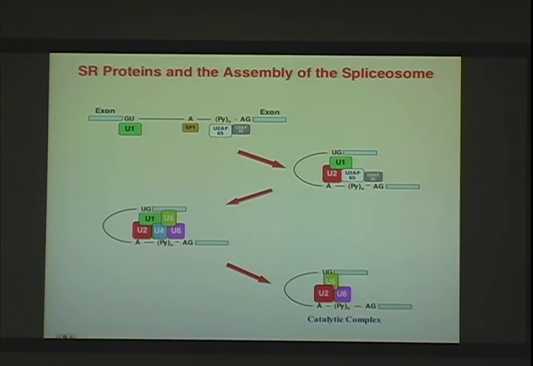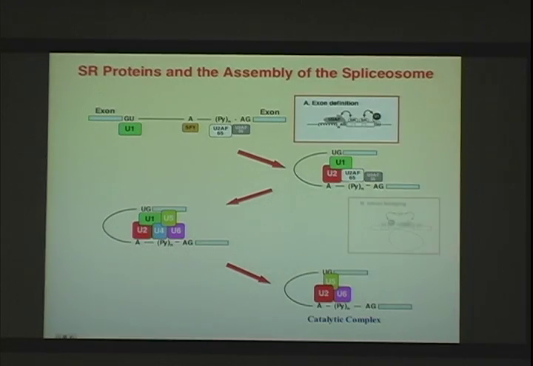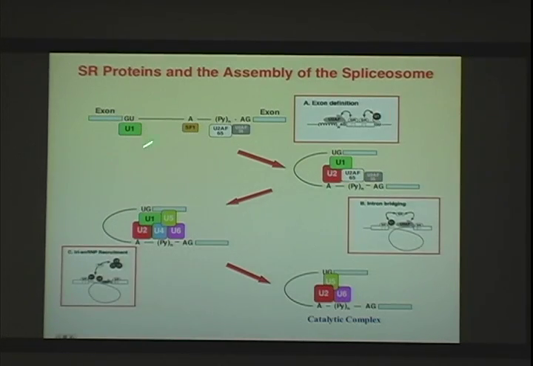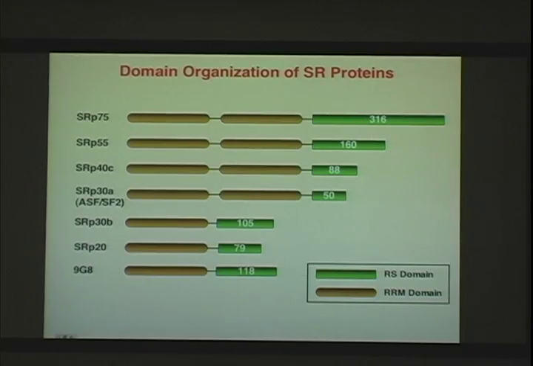One class, or family of proteins, are the SR proteins that are essential. They're important, we know, in exon definition, 3', 5', but they also play roles in other events during the spliceosome development. But these are essential splicing factors.